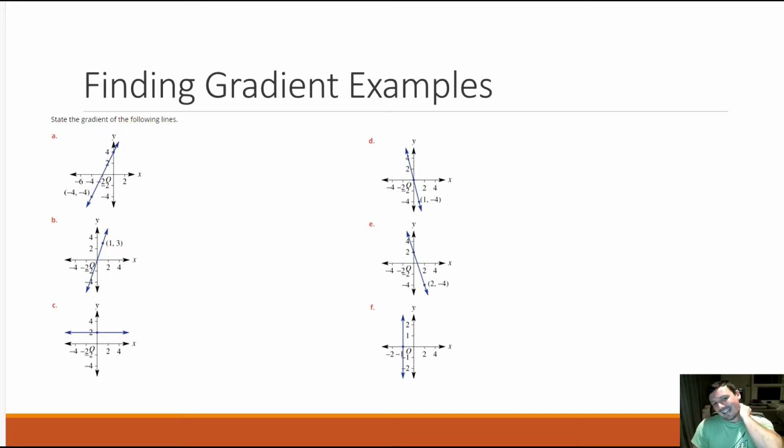So let's have a look at some gradient examples. Let's start with finding the gradient of the following lines. We have 6 examples here, and we can use our rise and run as well, but because we haven't got a grid to go with, it's a bit harder to count them. So in this case, it's probably easier to use your rule. So I've got 2 points here. I'm going to call this point 2. I'm going to call this point 1.